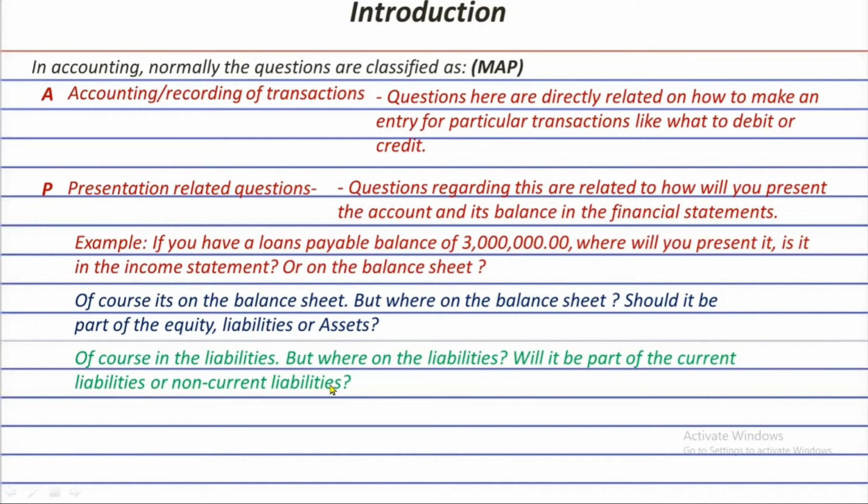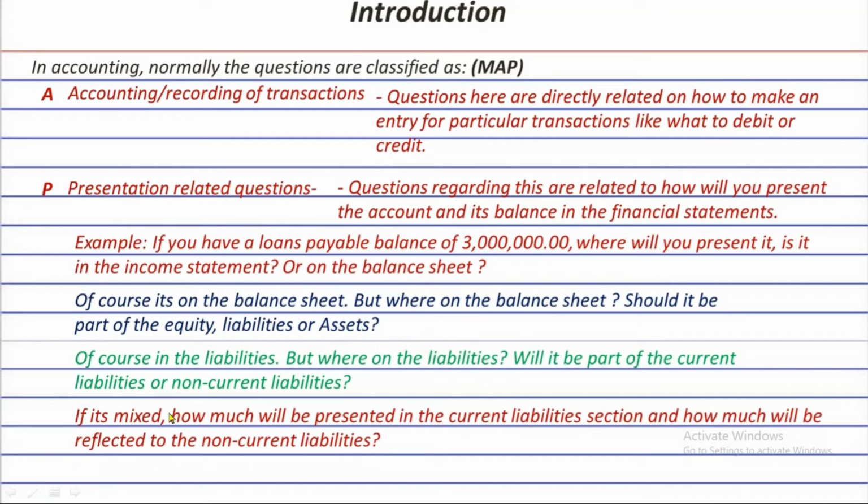Or is it mixed? Mixed meaning part of the liabilities balance should be recognized as current and part should be considered as non-current. If it's mixed, how much will be presented in the current liability section and how much will be reflected on the non-current liabilities? And lastly, aside from recognizing them in the balance sheet or the income statement, do we need to put its details and other information in the disclosures? If yes, then what are those details?